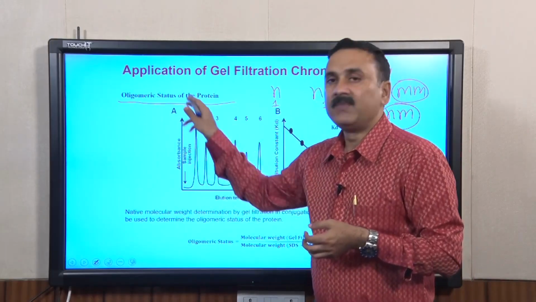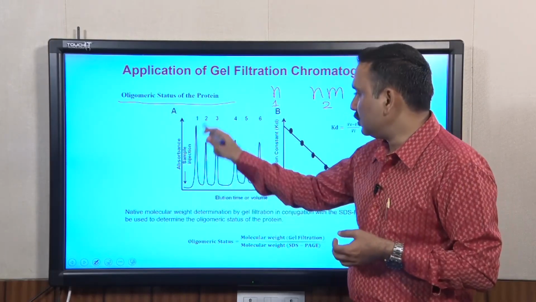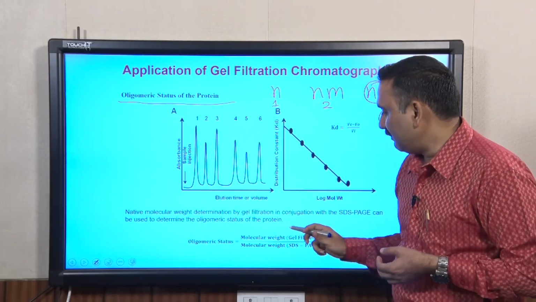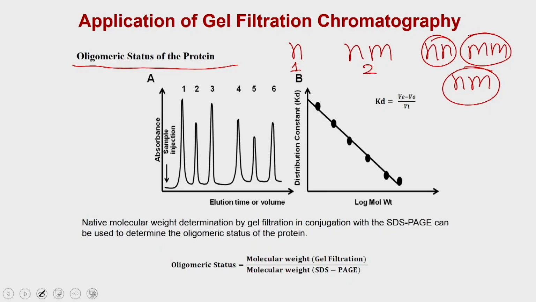So, once you calculate the molecular weight of the protein using the method we just discussed, you can also calculate the molecular weight using SDS-PAGE. SDS-PAGE gives you denaturing conditions, which means in the case of a monomeric protein, it will give you the molecular weight of N, whereas gel filtration is going to give you the molecular weight of NN. If you divide NN by N, it says the oligomeric status is 2, which means dimer. So, the molecular weight from gel filtration divided by the molecular weight from SDS-PAGE gives you the oligomeric status.